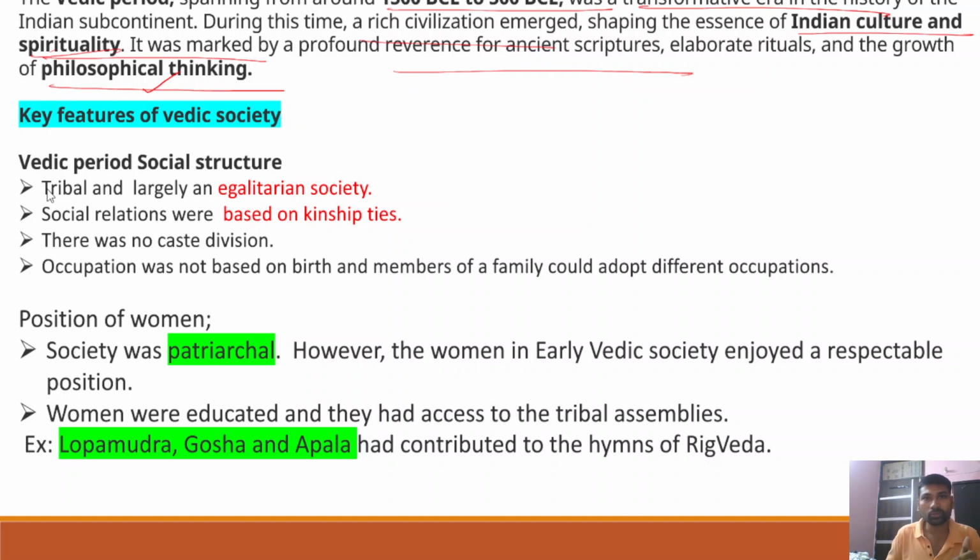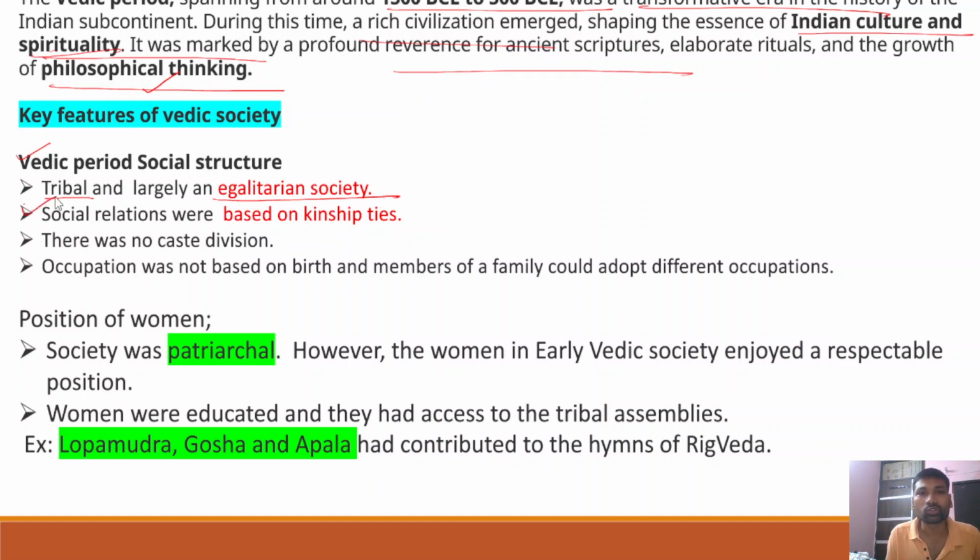Okay. In the first part of the question, you cover both the Vedic period and the later Vedic period: features of the society, and then religion also. Now, if you look at key features of Vedic society, firstly, the Vedic period social structure is tribal and largely egalitarian. Egalitarian society means there were no caste distinctions among people. All are treated as equal beings.